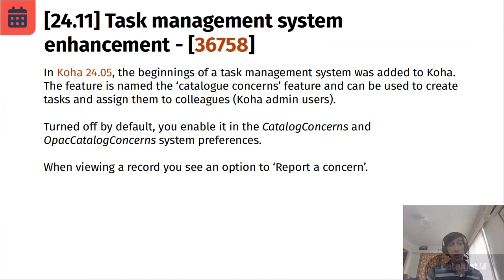That was added in 2405 and it's since been enhanced in 2411, and that's what I'm going to talk about, the enhancements. As with all of these new features, this whole system is turned off by default. If you want to enable it, you need to enable Catalogue Concerns to be able to use it in the staff client, and OPAC Catalogue Concerns to be able to use it in the OPAC. When you've got those two system preferences enabled, you would see, when viewing a record, a report a concern link.